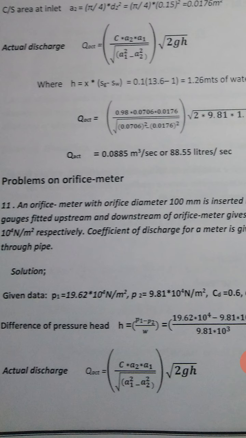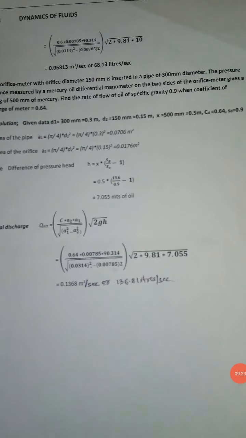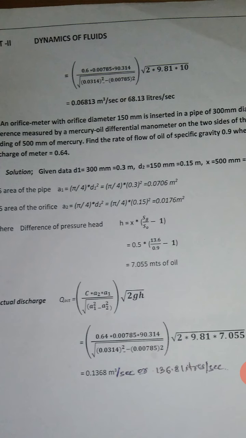Then actual discharge Q actual equals C A1 A2 divided by the square root of A1 square minus A2 square, into the square root of 2GH, where C is the coefficient of discharge of the meter, that is 0.6. Then you will find the actual discharge equals 0.06813 meter cube per second, or 68.13 liters per second.